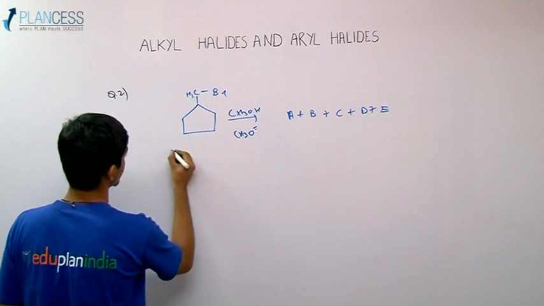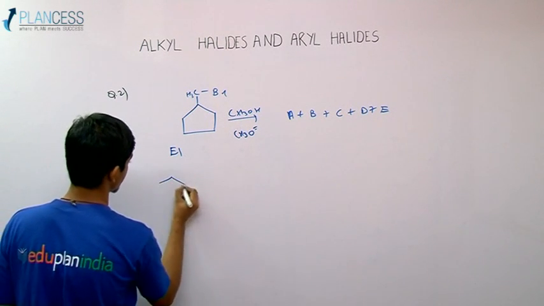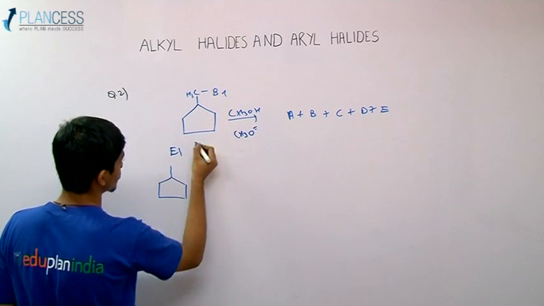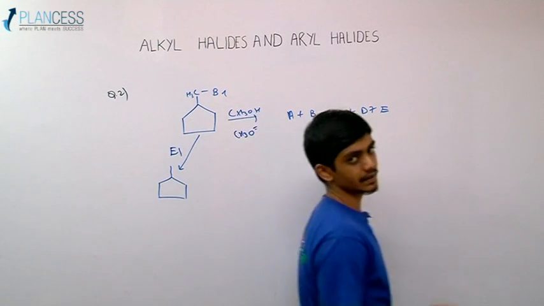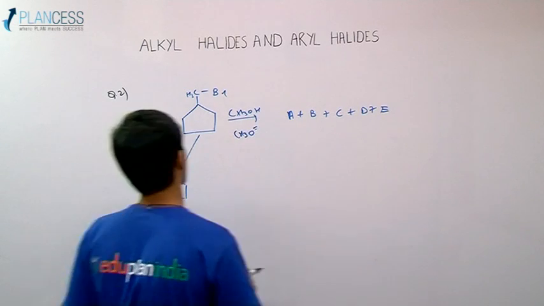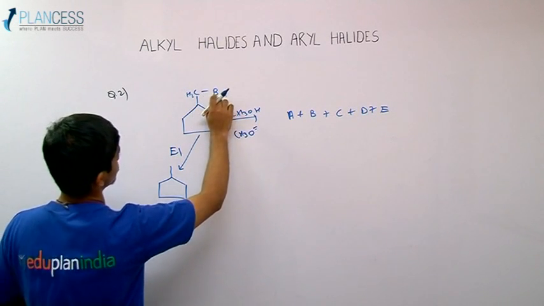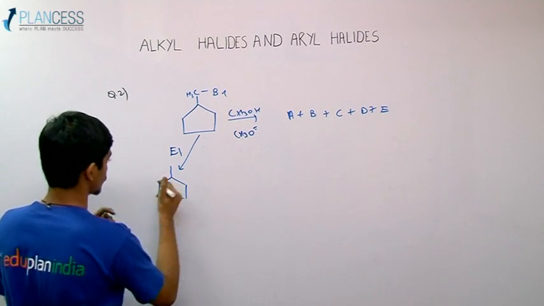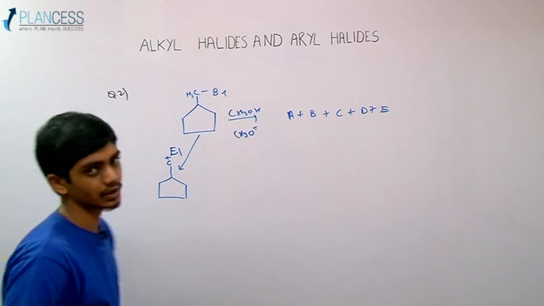So first, going for the E1 mechanism. The first step in the E1 mechanism is that the halide leaves. So it is dehydrohalogenation and the halide simply leaves. And there is obviously a hydrogen over here, so dehydrohalogenation is possible. We get this sort of carbocation.